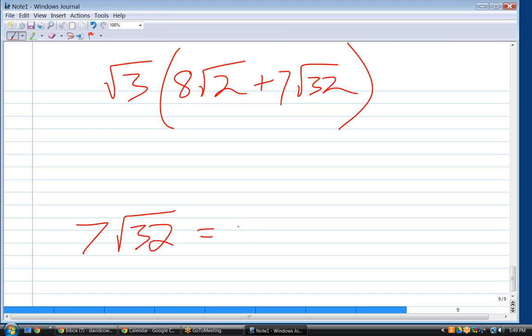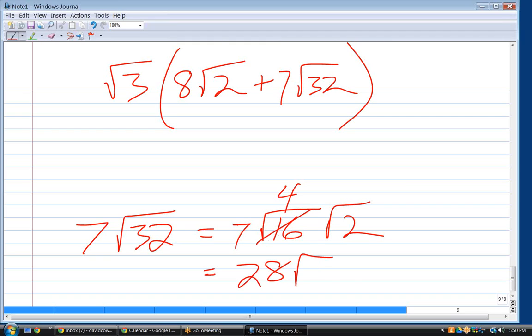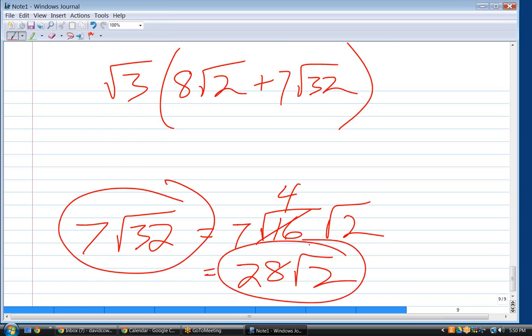What are factors of 32? 16 and 2. Okay, now what can I do? Simplify 16. Well, what's the square root of 16? 4. So I'll replace that with a 4. Now I've got 7 times 4 is 28 root 2. Okay. So 7 root 32 is the same as 28 root 2. So I can just replace that with 28 root 2.